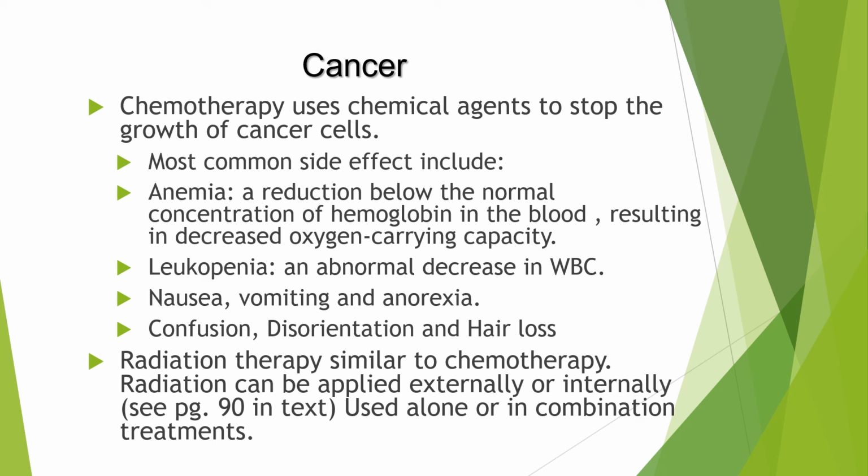Some other side effects: nausea, vomiting, and anorexia. This anorexia is not to be confused with anorexia nervosa. Anorexia is the term used for not eating due to no appetite. Anorexia nervosa is a psychological disease where a person refuses to eat. We will go over that disease in our psychological chapter later this semester. Confusion can also be a side effect of chemotherapy, along with disorientation and hair loss. Chemotherapy affects several systems because it's pumped into the body via the bloodstream, and therefore it's pumped everywhere.